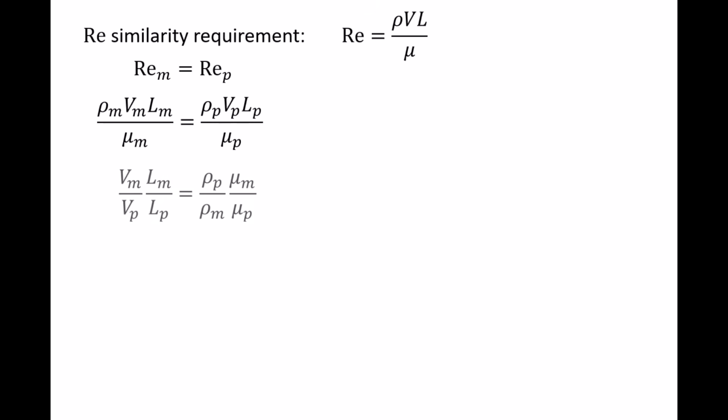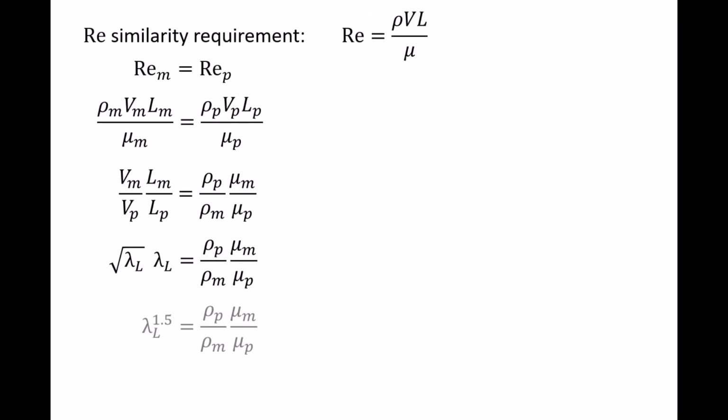Rearranging the equation, we have that the flow speed in the model over the flow speed in the prototype times the length scale ratio equals the fluid density in the prototype over the fluid density in the model times the fluid's absolute viscosity in the model over the fluid's absolute viscosity in the prototype. The length scale is λL, and we found from the Froude number similarity requirement that the speed ratio is the square root of λL.